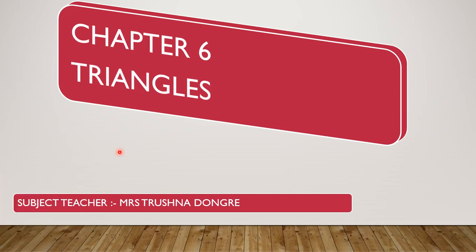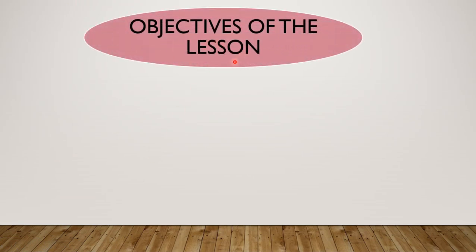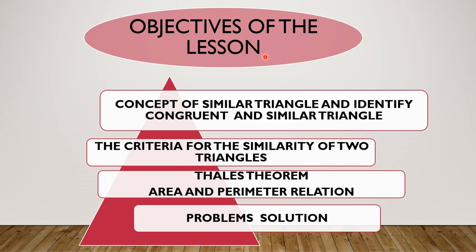Chapter number 6, Triangles, class 10th. Let's start this. So, the objectives of this lesson are the concept of similar triangles and identifying congruent and similar triangles.